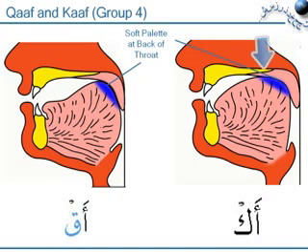Then we have the normal kaf, so this will just be ak. So you have to be very careful to differentiate. So one is aq and the other one is ak, ak.